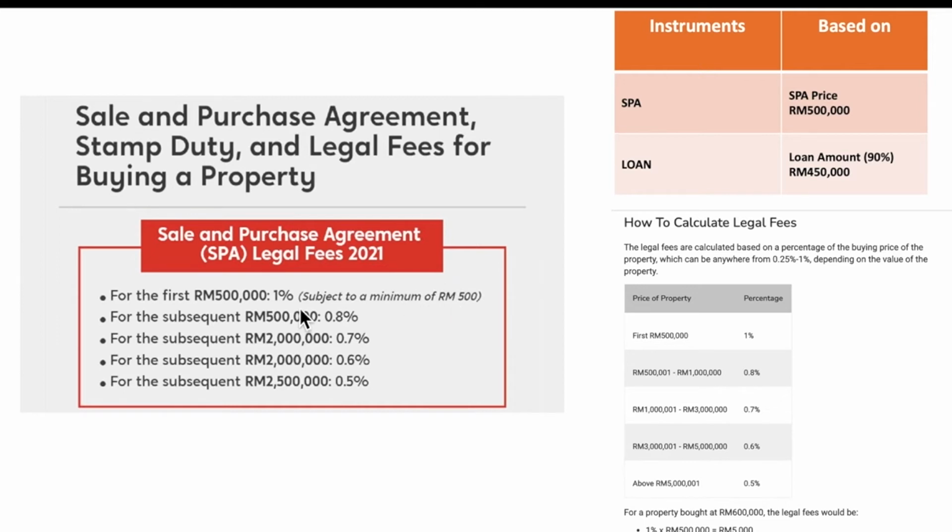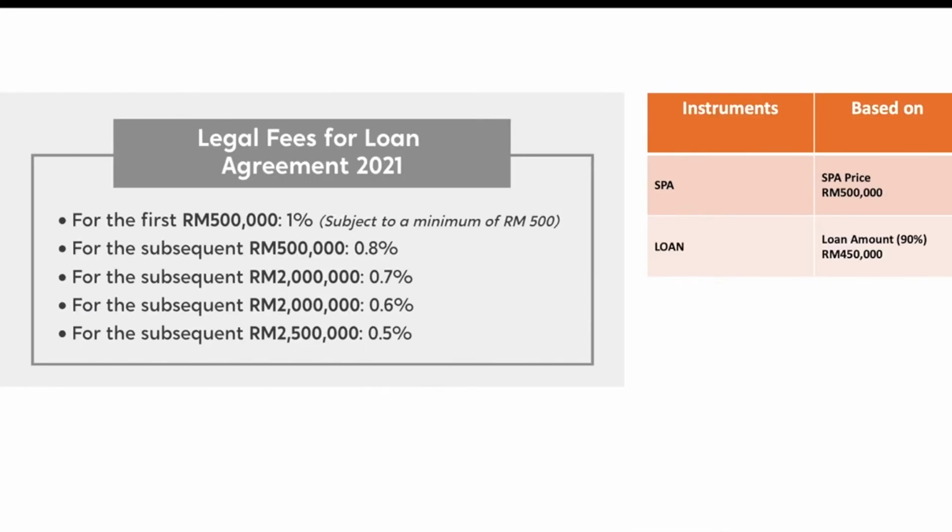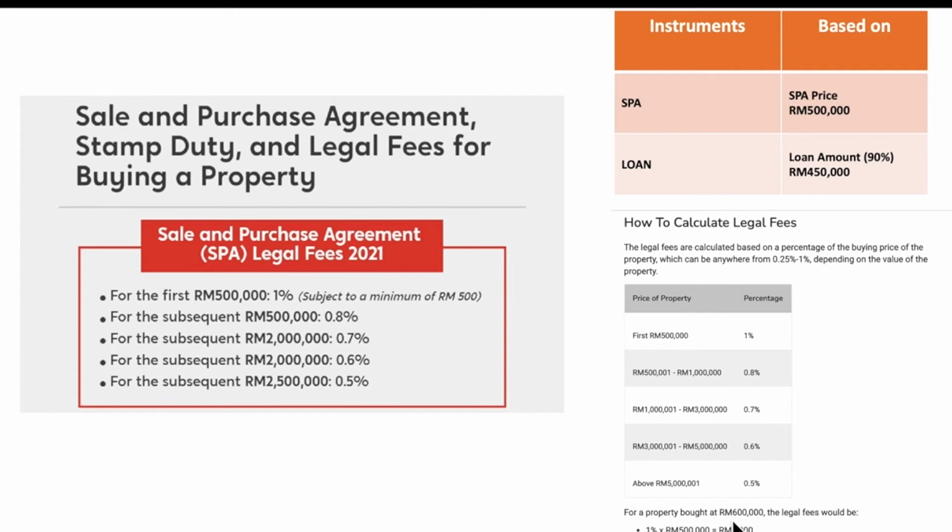Alright, so if your property price is more than 500,000, the subsequent amount will be calculated at 0.8%. That means they will break down. So this is how to calculate the legal fees. For example, the first 500,000 is 1%. Okay, for a property we bought at 600,000.